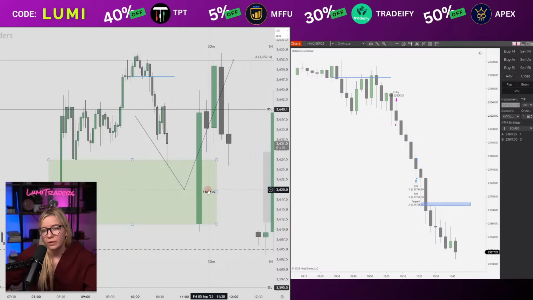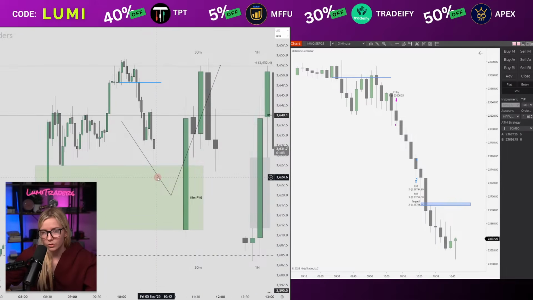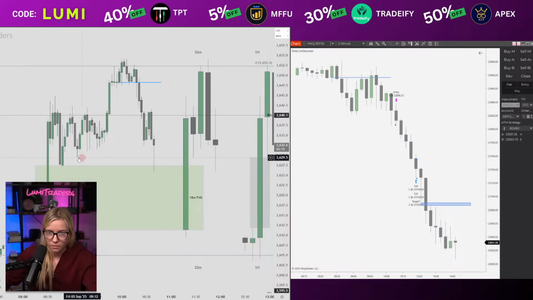50% of the fair value gap. Yeah, 3620, but still annoying. Oh my god. So it's not a valid guess anymore, because we want to see exactly the same move that already happened. See, we got minor equal lows over here.